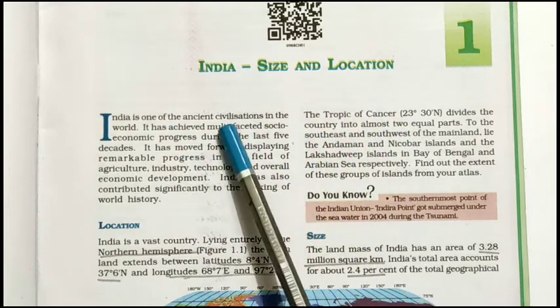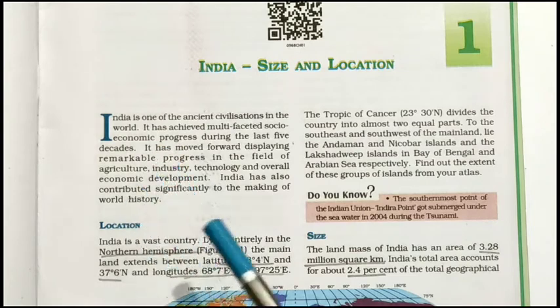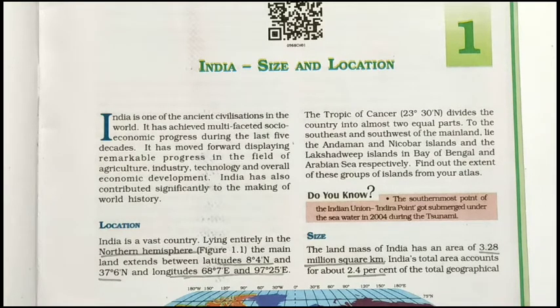India is one of the ancient civilizations in the world, and it has brought huge change during the last 5 decades in socio-economic progress in the field of agriculture, industry, technology and overall economic development. So here in this chapter, we will learn the location and size of India, also the connection between India and the world and its neighbor.